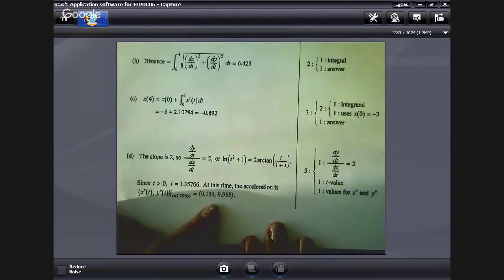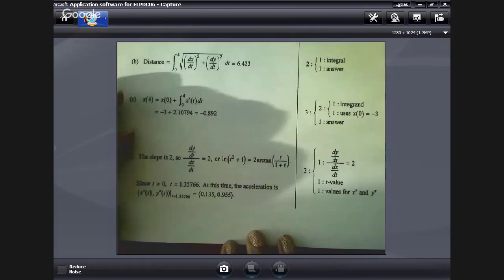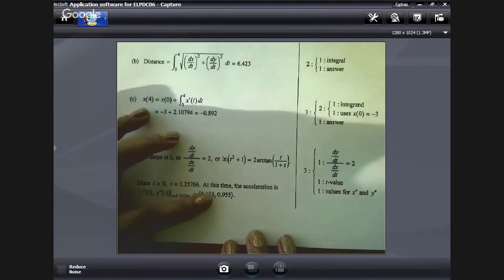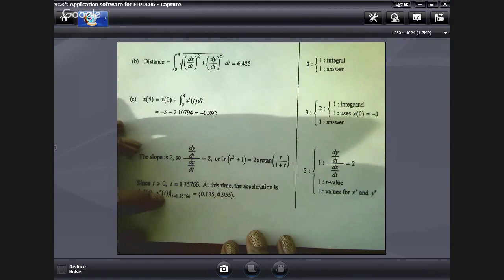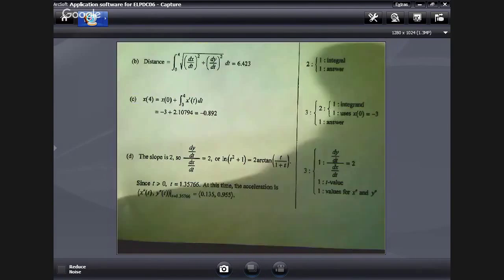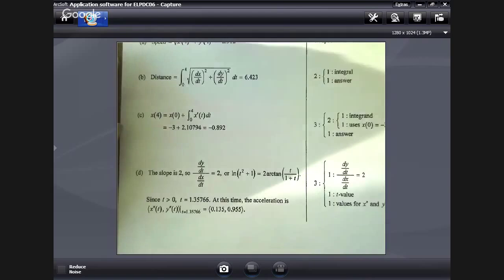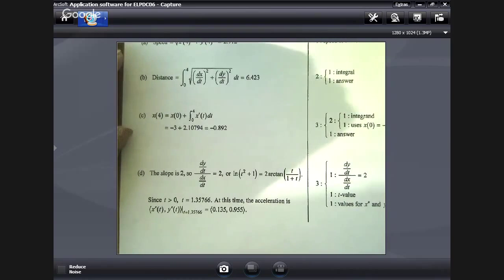And then values for x double prime and y double prime at this time to get the acceleration vector. You don't have to go back and write it in this notation. I know I did it on the scoring rubric. But if you just write something like x double prime of that time is equal to 0.135 and y double prime of this time is 0.955, and never put it all back together nice and pretty, we would give you full credit for that, we being the readers of the exam.